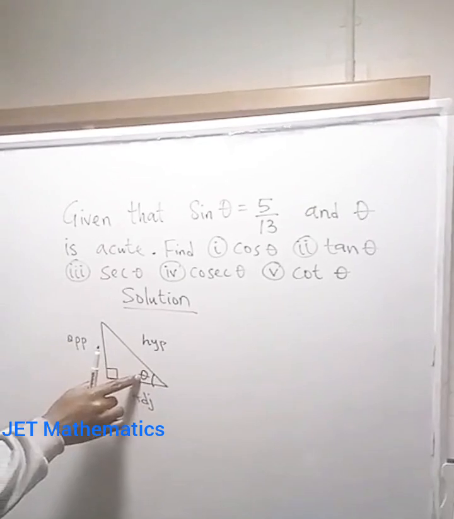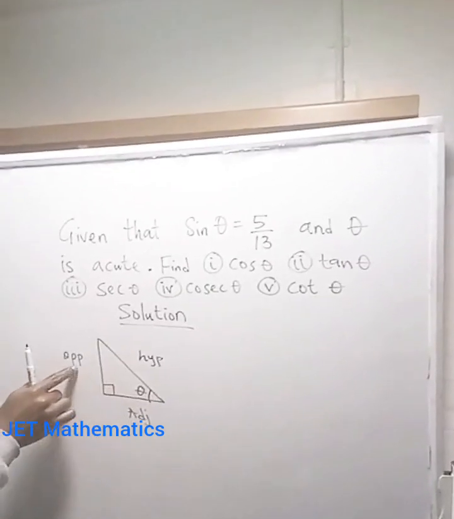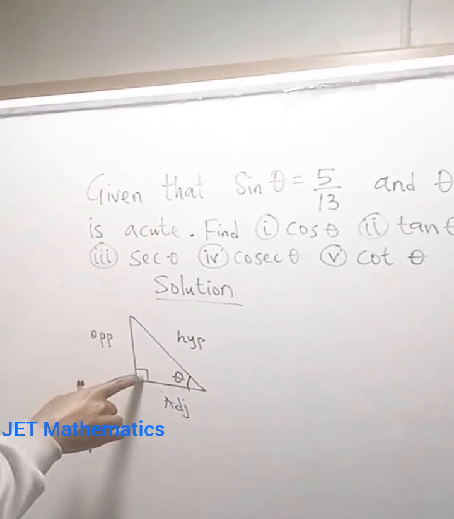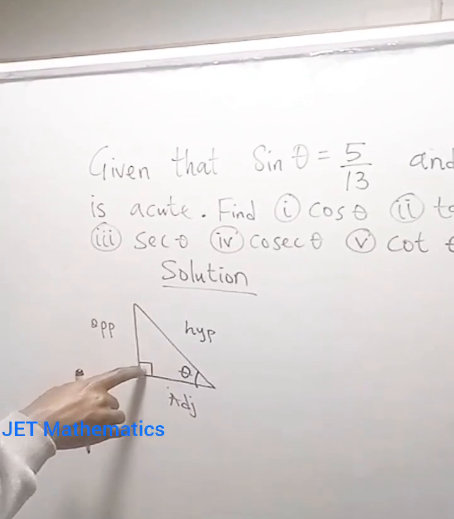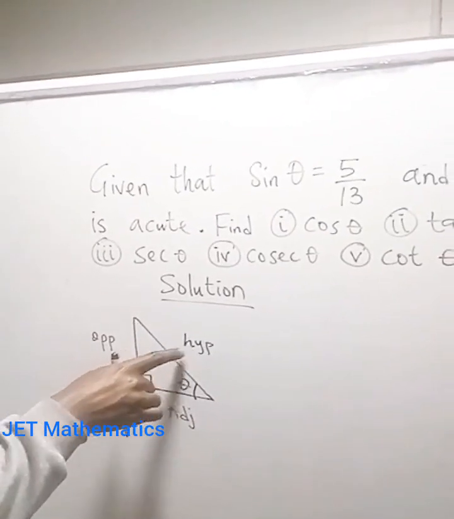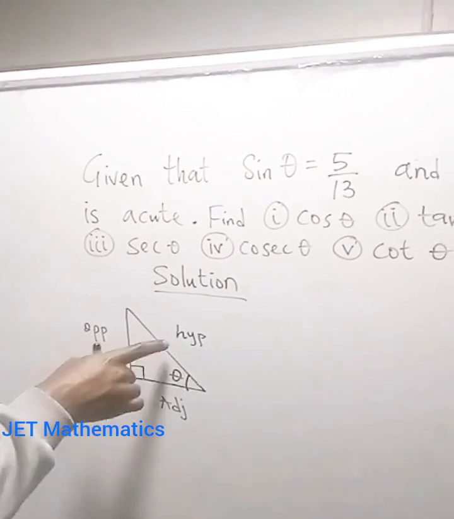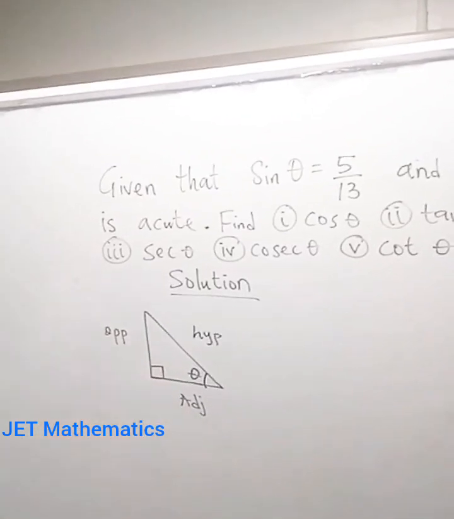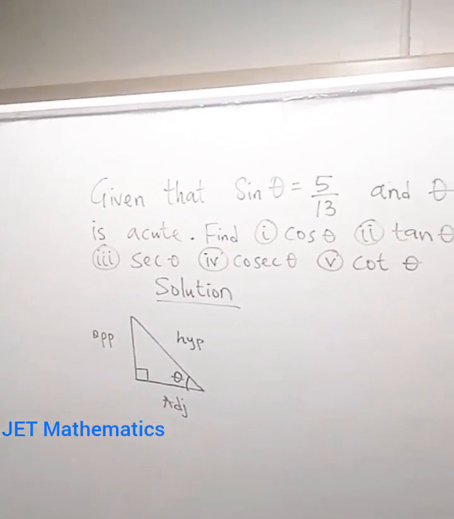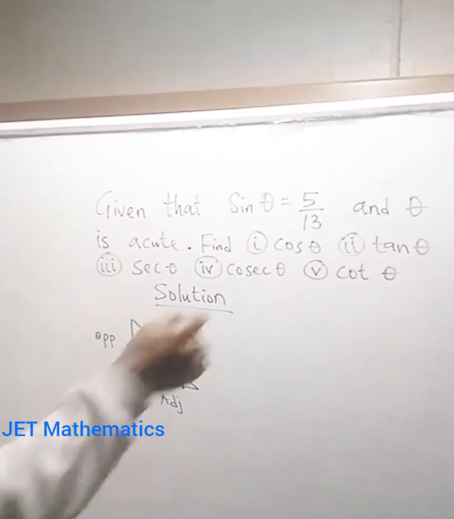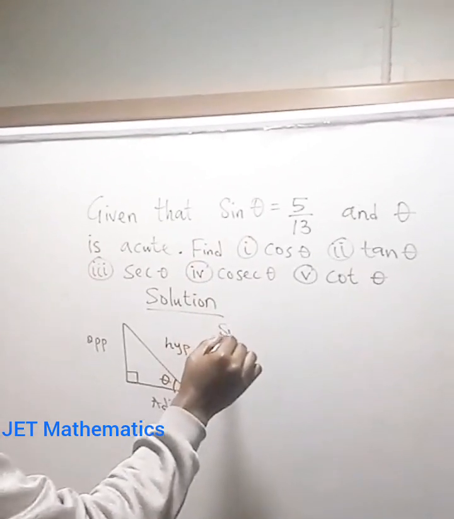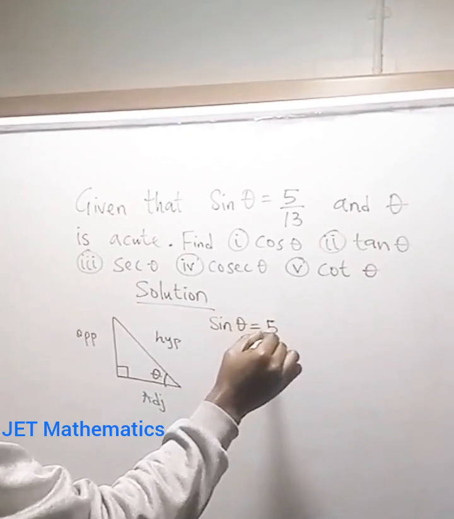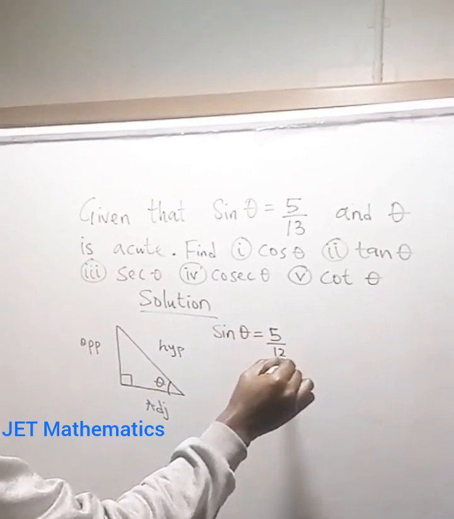Remember again, I'm emphasizing: see the angle we are considering. The side opposite it is called opposite. The side facing the right angle is called hypotenuse. Once you get your hypotenuse and your opposite, the last side becomes adjacent. Right? Okay. So we were given sine theta equals to 5 over 13.